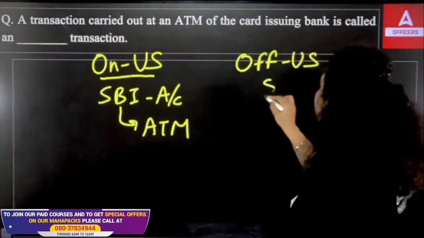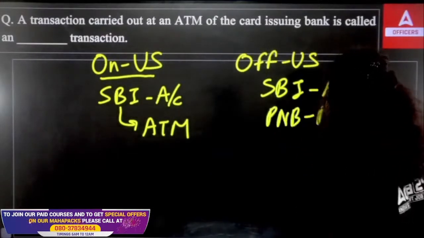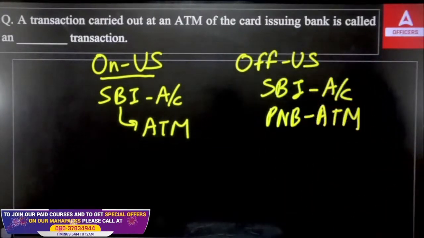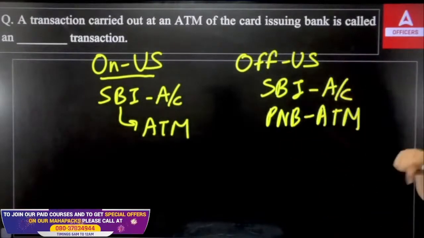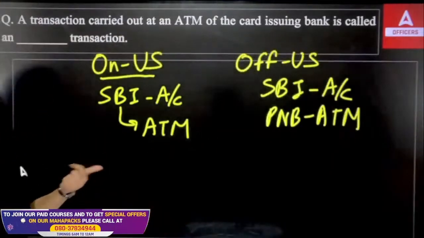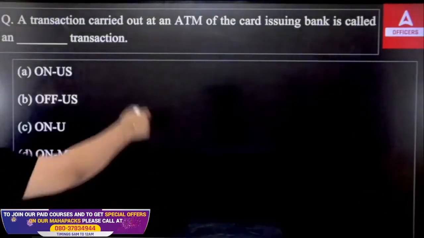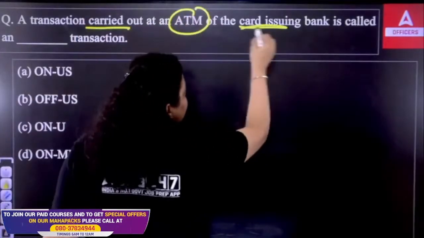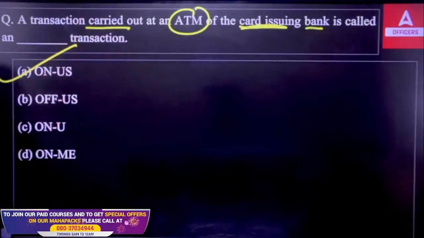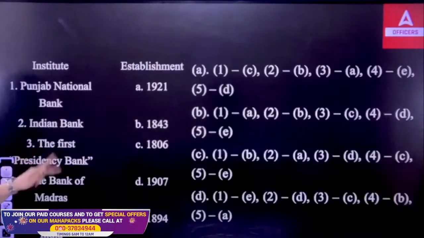But if you have an account of SBI but you are using Punjab National Bank's ATM to withdraw the money, that is known as an off us transaction. So on us and off us transactions are there. On us means you are withdrawing the money from the same bank's ATM, and in off us you are withdrawing from a different bank's ATM. So which of the following will be correct? The transaction carried out at an ATM of the card issuing bank only, the card issued by SBI and you are using the SBI ATM. That's an on us transaction. Okay, so right answer is A.